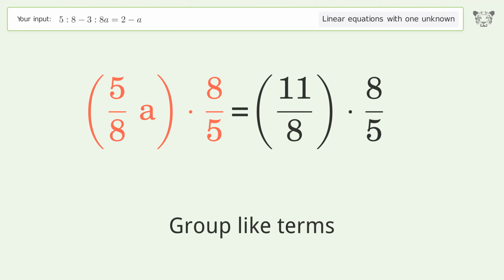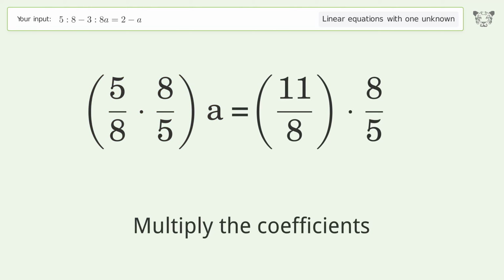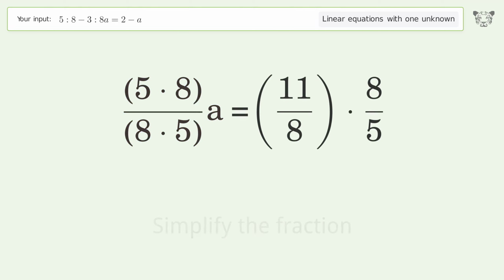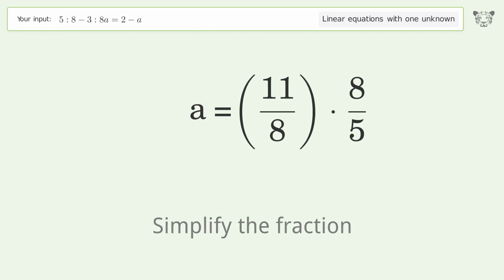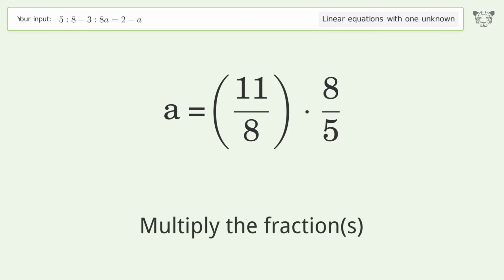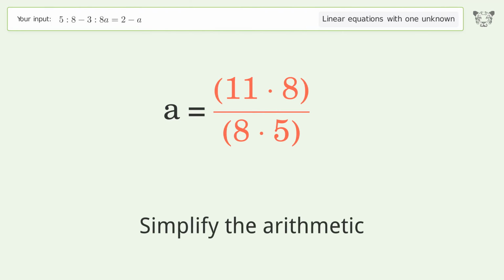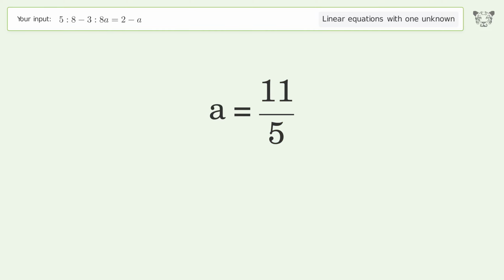Group like terms. Multiply the coefficients. Simplify the fraction. Multiply the fractions. Simplify the arithmetic. And so the final result is a equals 11 over 5.